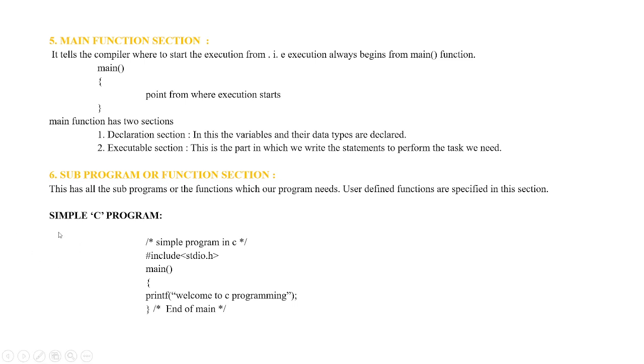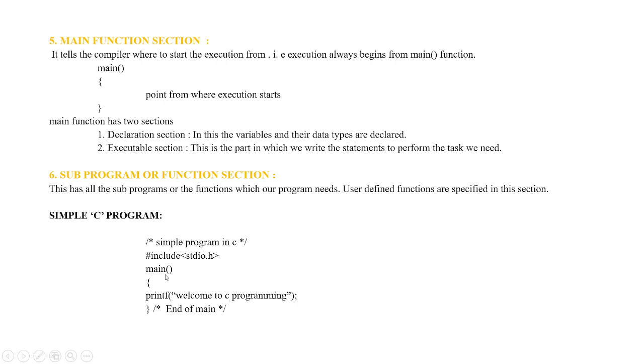Now here we presented a simple C program. See here, this comment line, that is, a simple program in C, starts with slash asterisk and the asterisk slash is closed. This is a comment line. This line comes under the documentation section. Hash include stdio.h belongs to the link section.